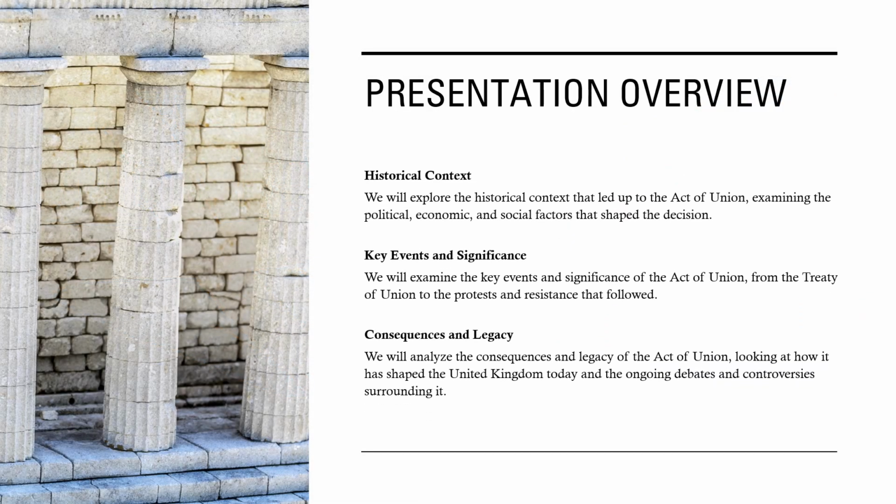Presentation overview. Historical context. We will explore the historical context that led up to the Act of Union, examining the political, economic, and social factors that shaped the decision. Key events and significance. We will examine the key events and significance of the Act of Union, from the Treaty of Union to the protests and resistance that followed. Consequences and legacy. We'll analyze the consequences and legacy of the Act of Union, looking at how it shapes the United Kingdom today and the ongoing debates and controversies surrounding it.